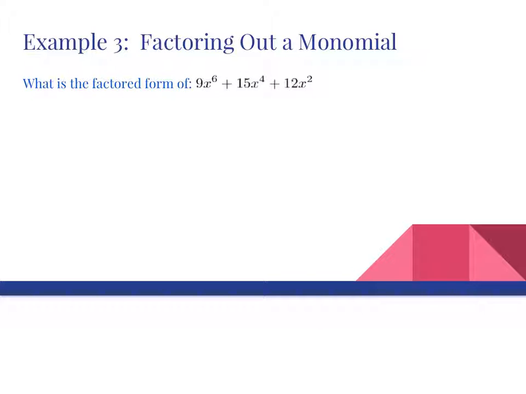All right, finally, example 3, factoring out a monomial. What is the factored form of 9x to the 6th plus 15x to the 4th plus 12x squared? So I'm going to do the exact same thing I did before. I'm going to look at the factored form of each term. So 9x to the 6th equals 3 times 3 times x times x times x times x, and a couple more will give me 6.